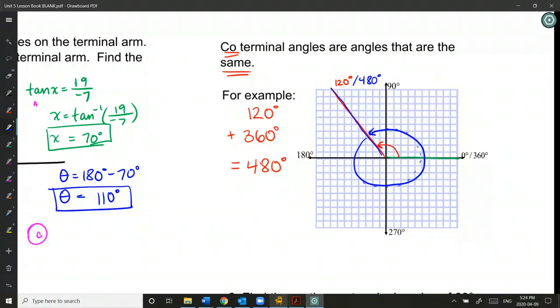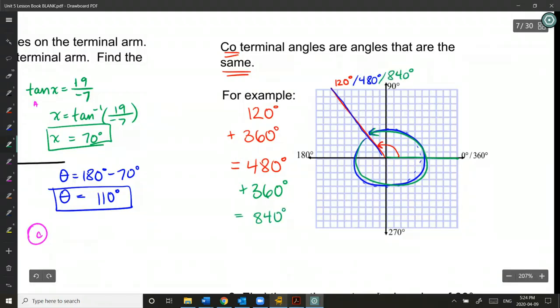Now I can do this infinitely many times. I can rotate it another 360 after that, and if I do that, I'm going to get another coterminal angle of 120. That will give me an angle of 840. So all of these have rotations that land us with the exact same terminal arm there.